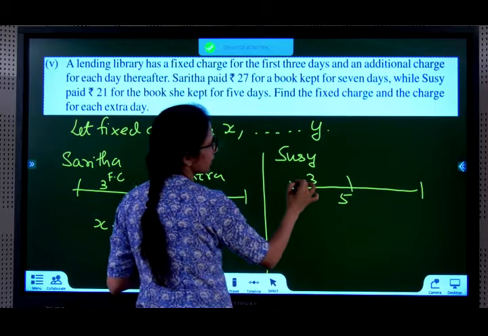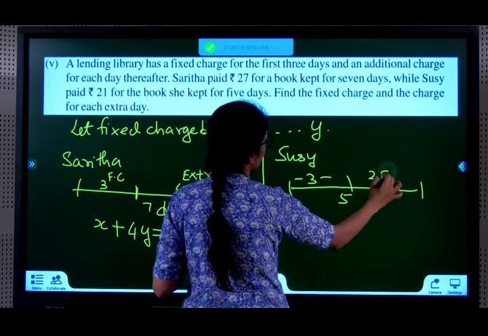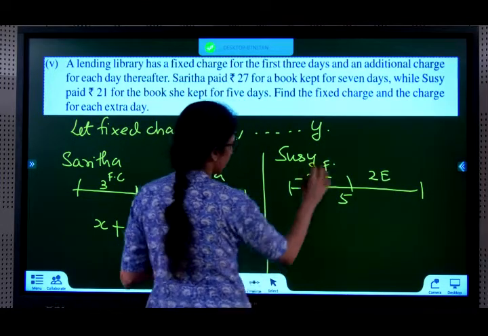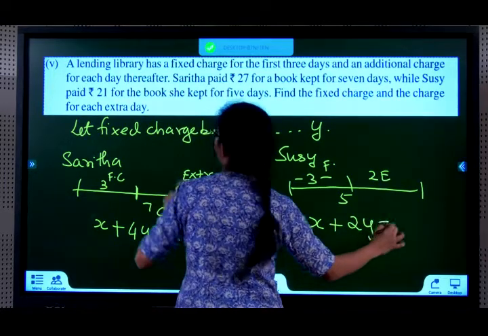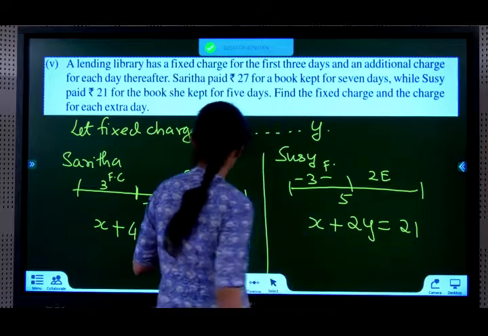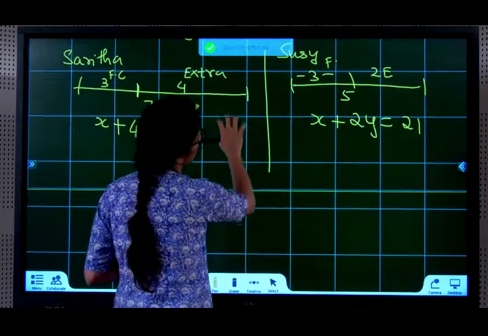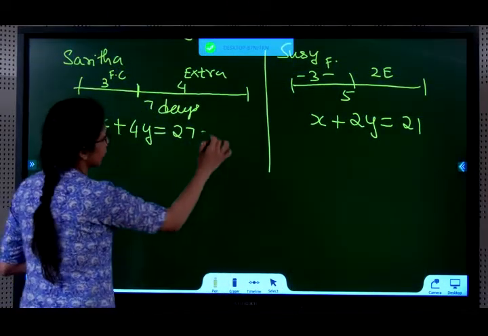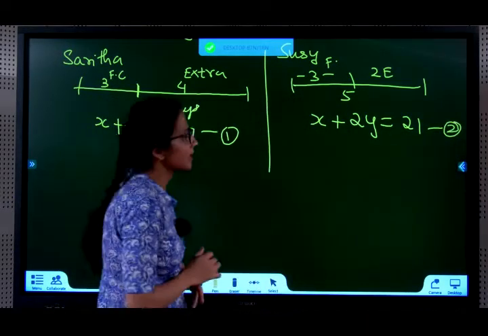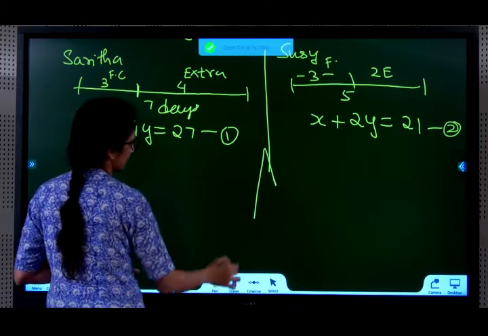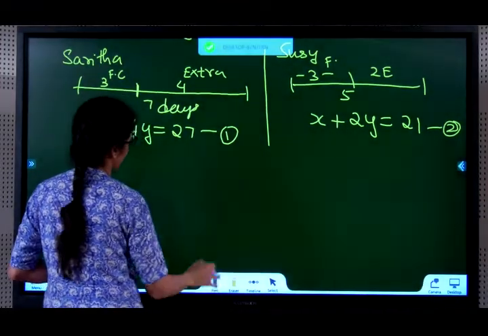When you come to Susie, she kept the book for 5 days. Out of the 3 days she paid fixed charge, 2 days she paid extra. So fixed charge was decided x. For 2 days she paid extra 2y. How much did she pay in total? 21. So you have your 2 equations here. Let's call this 1, let's call this 2. Both of them have x and x. Same coefficient, but signs are also same, so you have to go for subtraction.